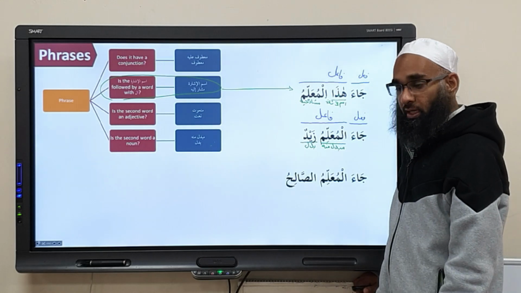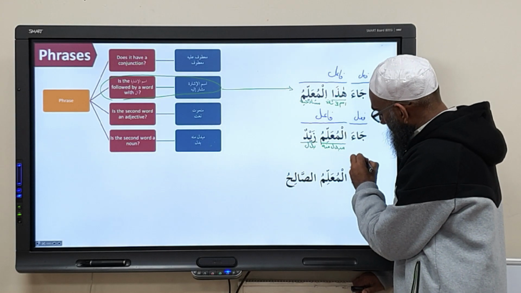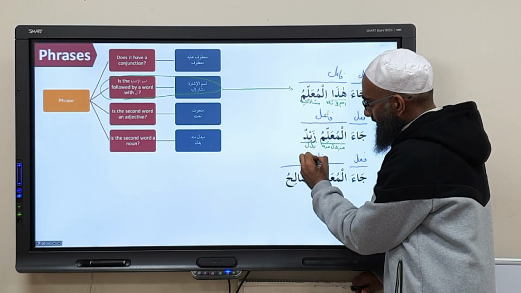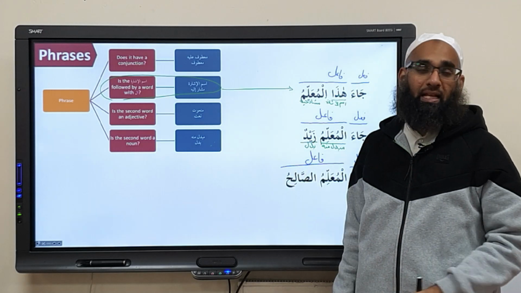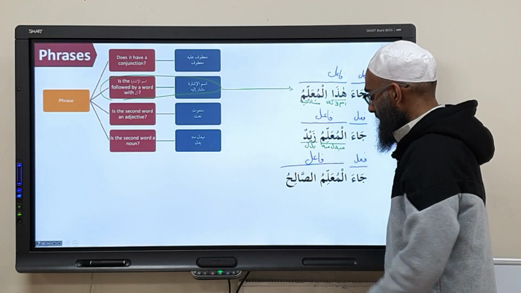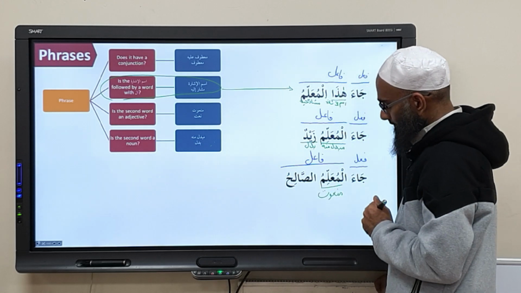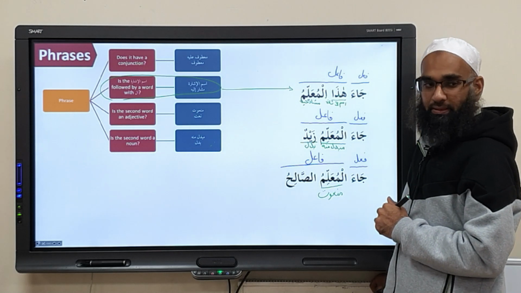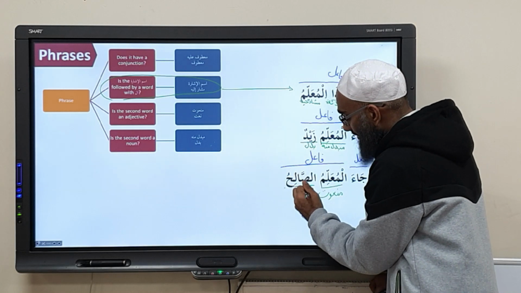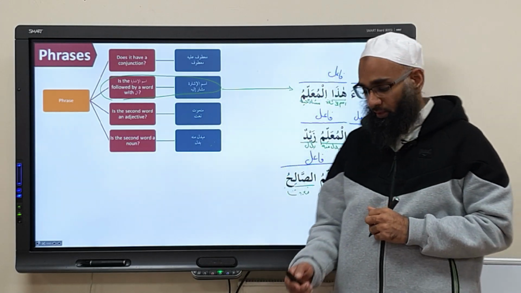Next one. Ja'a al-muallimu salih. What's the structure of this? Ja'a fa'il. Al-muallimu salihu is the fa'il. What kind of structure is this? Tell me and tell me why. Al-muallimu man'ud. Why? I don't believe you. I don't trust you. I want evidence. They both match in alif lam. What else? Yes, it's an adjective. Salih is a describing word. So two words match in ending, and the second word is a describing word, an adjective. It must be what? Man'ud.